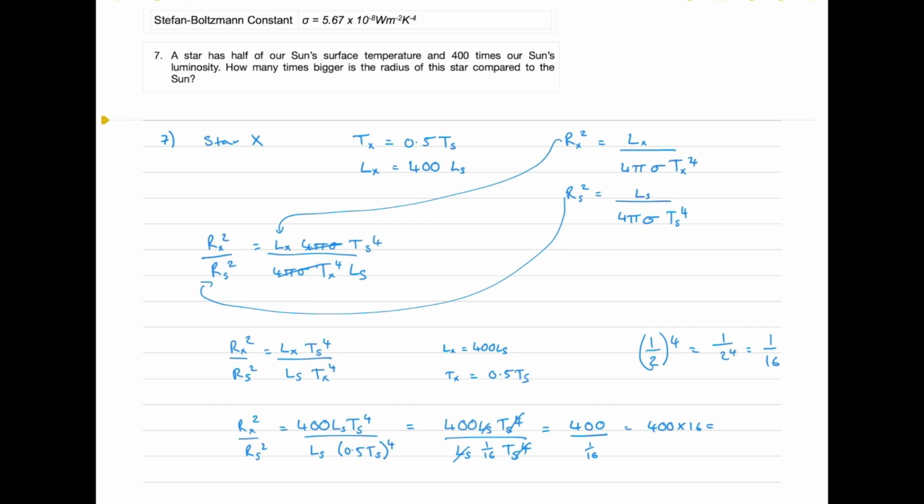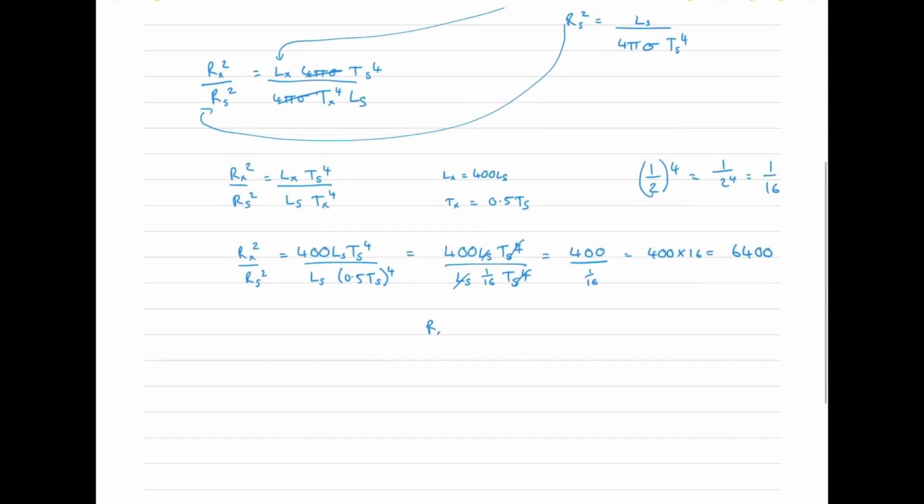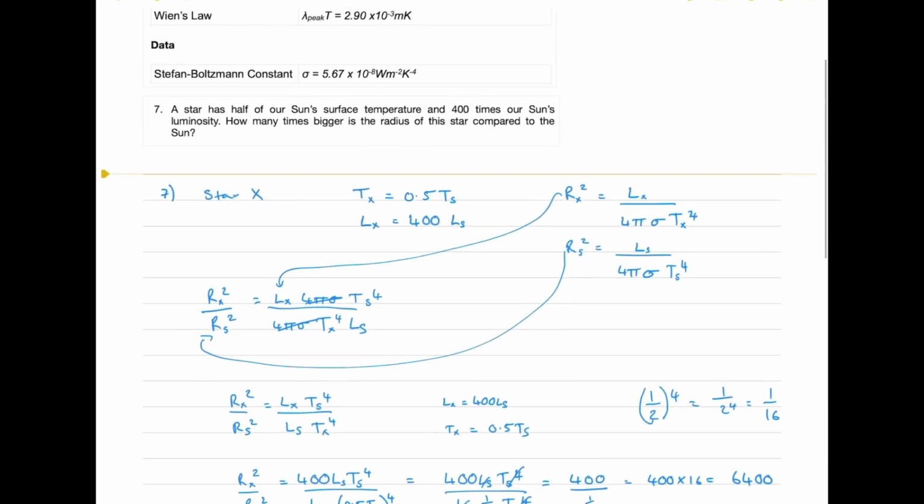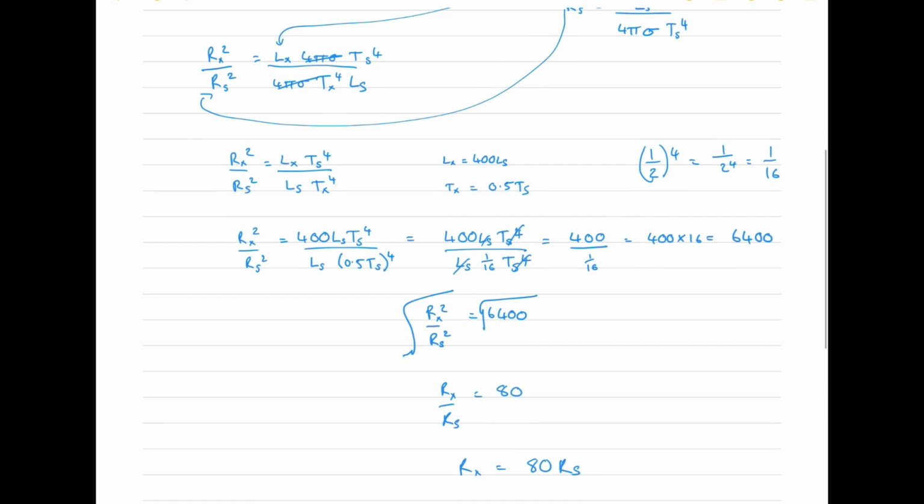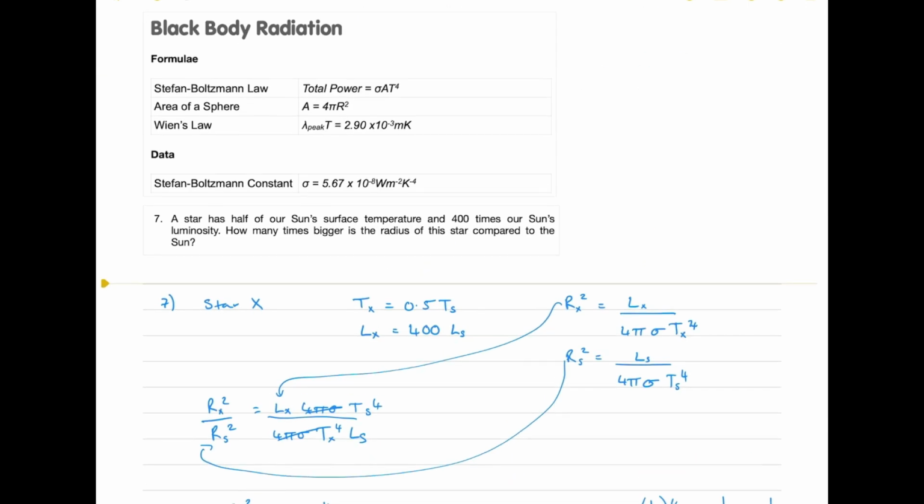let me just put that in the calculator, 400 times 16, which is 6,400. But the question's not finished yet because we've still got those squared values in there, equals 6,400. So let's take a square root of both sides. So that means that Rx over Rs is equal to square root of 6,400, which is 80. So Rx is equal to 80 times Rs. So the radius of this planet X is 80 times bigger than the radius of the Sun, which is what the question asked.